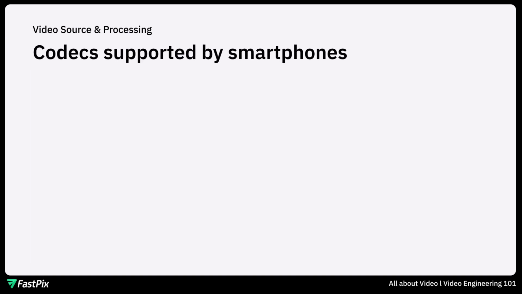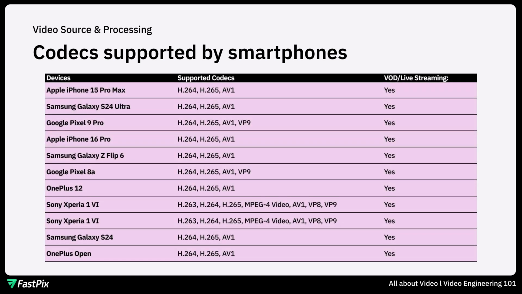Now let's flip this and see which mobile phones support them. All support codecs like H.264, H.265, AV1. Only Sony smartphones have more options as it has older codecs as well.